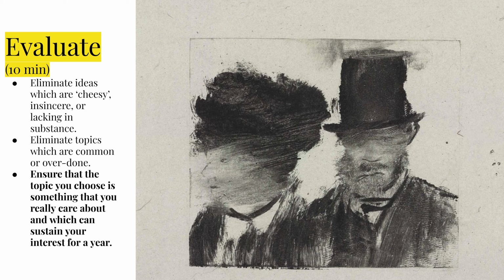But most of all, when you're evaluating, ensure that the topic that you choose is something that you really care about and something that can sustain your interest for 2 years. Okay, that says 1 year because my year ones last year, we started this in second semester. But for my year ones this year, you're going to be doing this for the next 2 years. So that is what you need to evaluate. Is it something that you care about that can sustain your interest for 2 years? So pause the video and go do that now and do your evaluation.